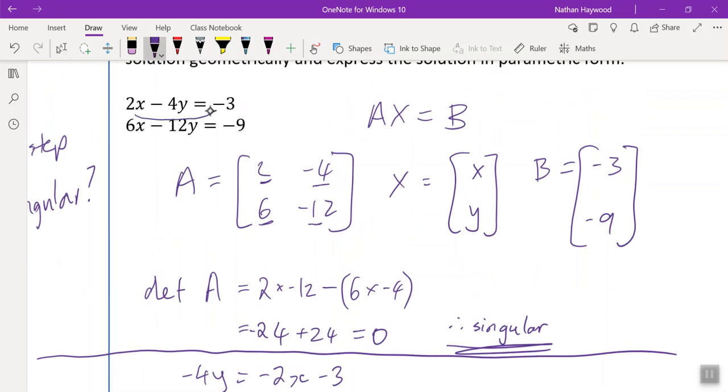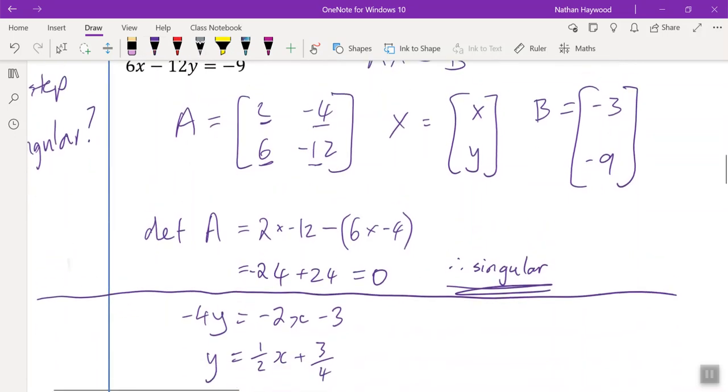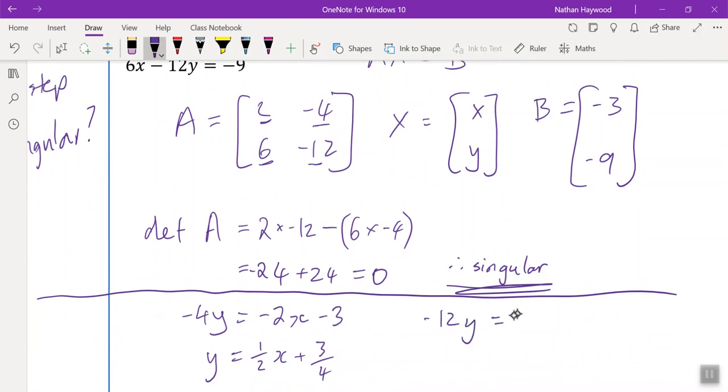2x to the other side. You take 2x from both sides, yeah? Second one, negative 12y equals negative 6x. Take 9, divide by negative 12, and you're left with the same line.